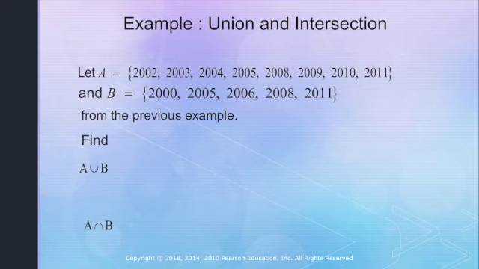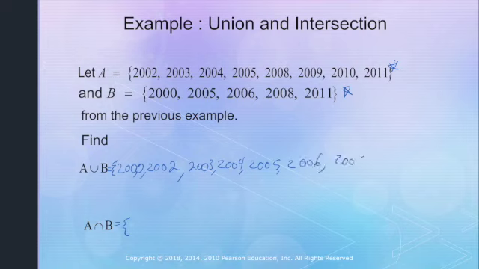So here's our example from the previous example. Remember, this was unemployment levels and this was interest rates. I want to find A union B. So that's going to be taking all the elements of A and all the elements of B, and then I want to find their intersection as well. So I've got the year 2000, 2002. Typically we want to write these in order for clarity. 2003, 2004, 2005, 2006, 2008, 2009, 2010, and 2011.